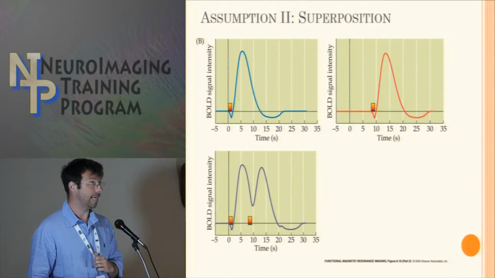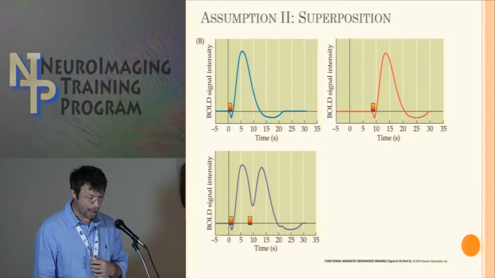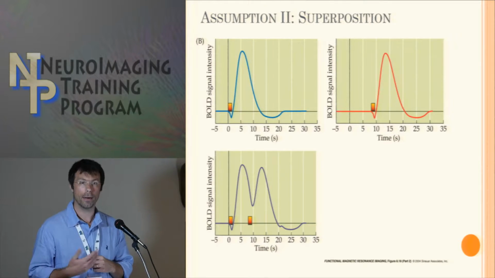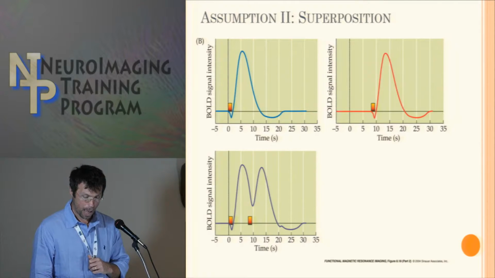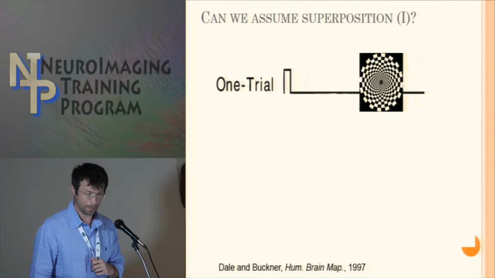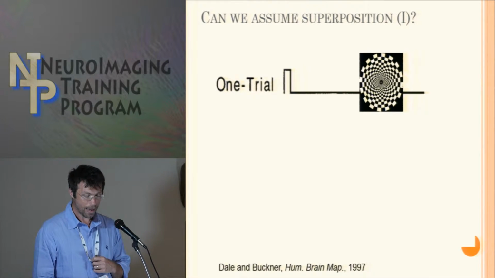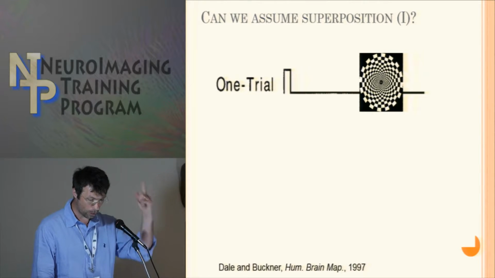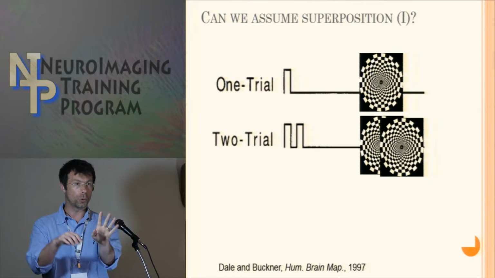The second thing is superposition. The idea is that if I know the response to stimulus A, and I know the response to stimulus B, then I should be able to simply add them to get the response to A and then B when they're overlapping. Is this the case? If this is my experimental design, but earlier I also had this, I should be able to take these two, subtract this one, and be left with exactly this. If the system is linear, then you should get this.